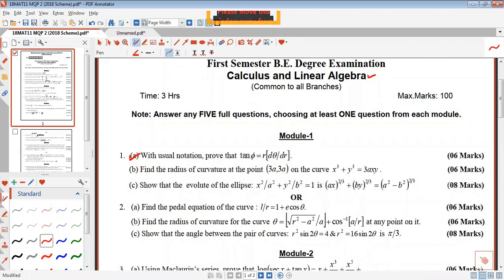With the usual notation, prove that tan phi is equal to r times dr by d theta. Here phi is the angle between the radius vector and the tangent. Let's prove this.